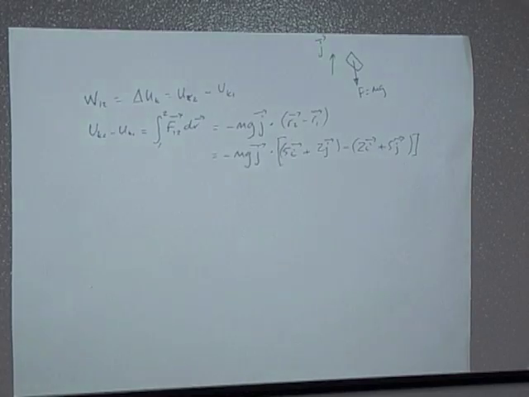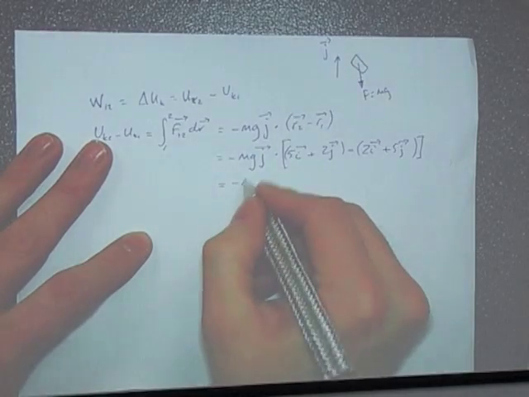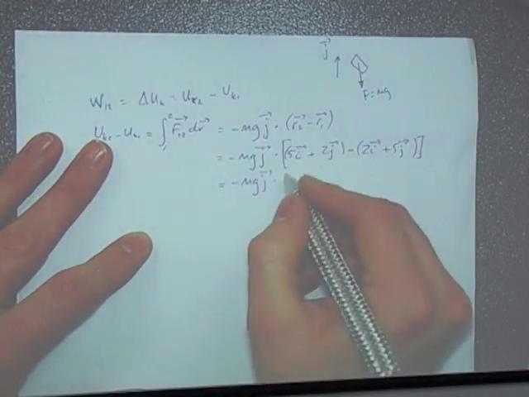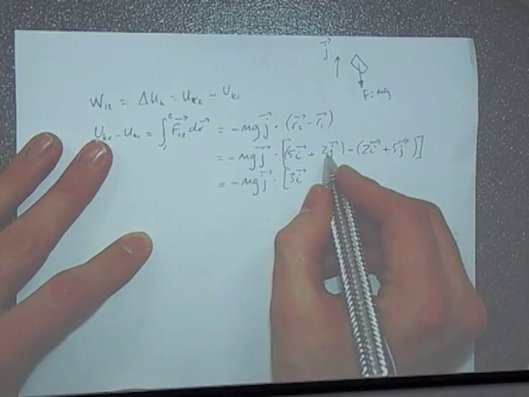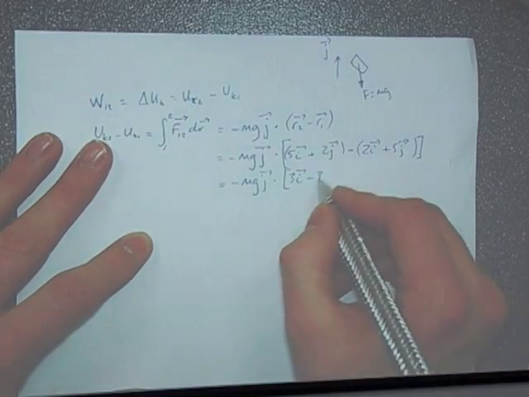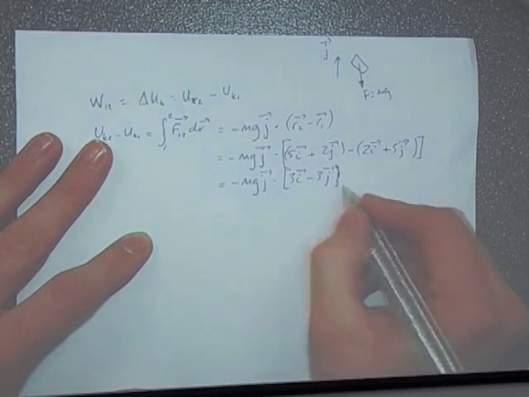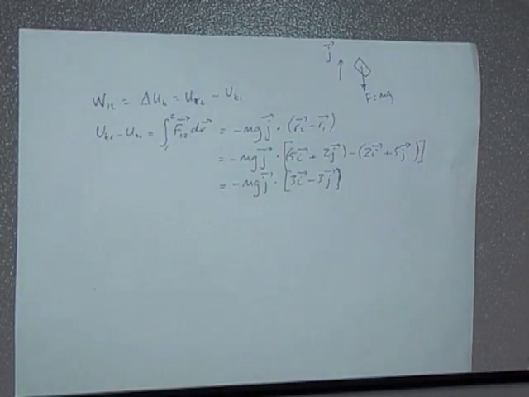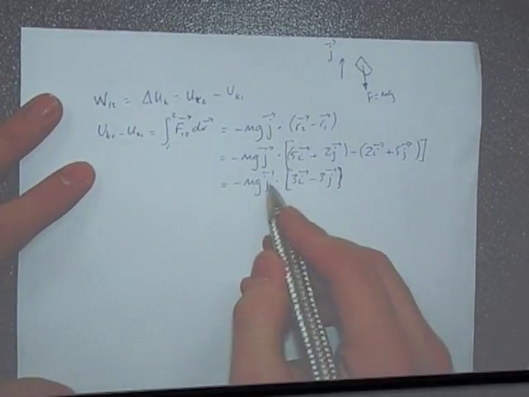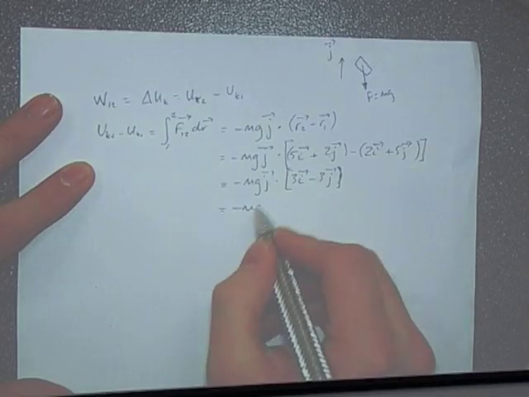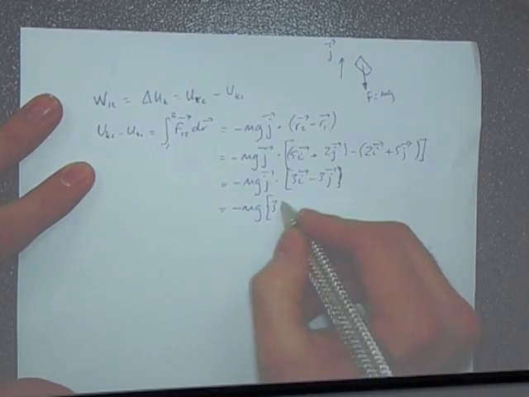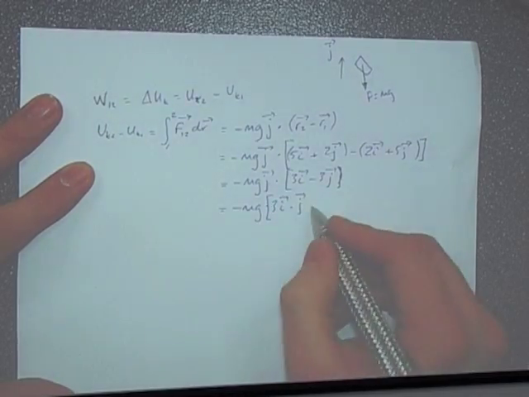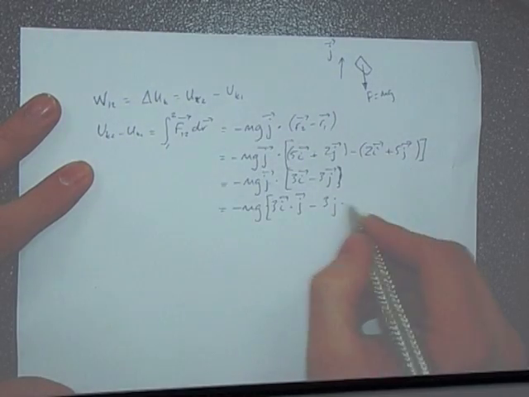And obviously, we can just group the i's and j's together to get dr dotted with minus mg j. So we've got 5i minus 2i, so that's 3i. And then we've got 2j minus 5j, so that's minus 3j. And if we put this j through on this side, we've got minus mg times 3i dot j, minus 3j dot j.